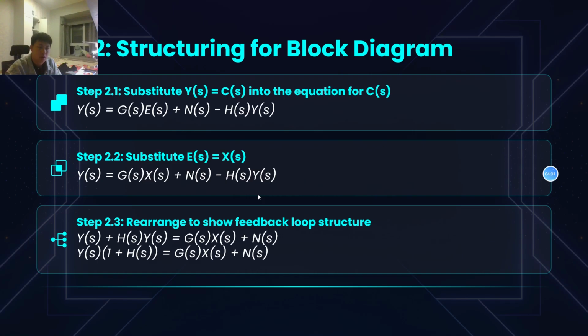Okay, so step 2 is structure for block diagramming. Step 2.1, substitute Y(s) equal to C(s) into the equation for C(s), and you can see the function. And step 2.2, substitute E equal to X, and step 2.3, rearrange it to show feedback loop structure.